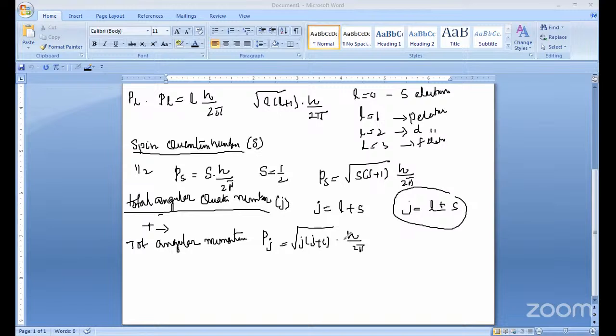Moreover, what we studied previously was when the atom is not placed in a magnetic field, the spin quantum number, orbital quantum number, and total angular quantum number. Suppose we take this atom into a magnetic field. When an atom is placed in a magnetic field, the field exerts a directive influence on both the orbital as well as the spin motions. That is, automatically due to the magnetic field, there will be some changes in the orbital motion and the spin motion of the electron.